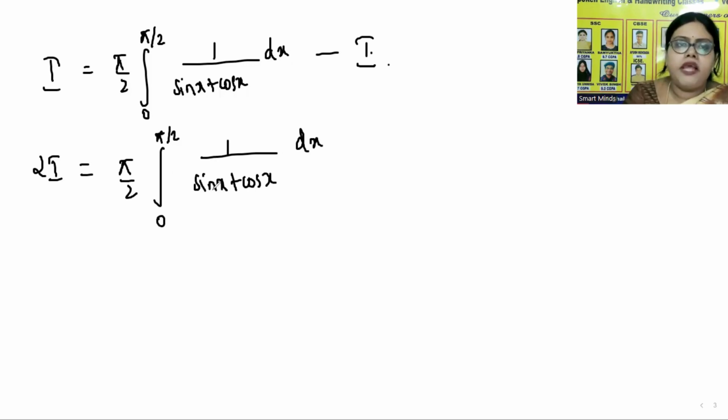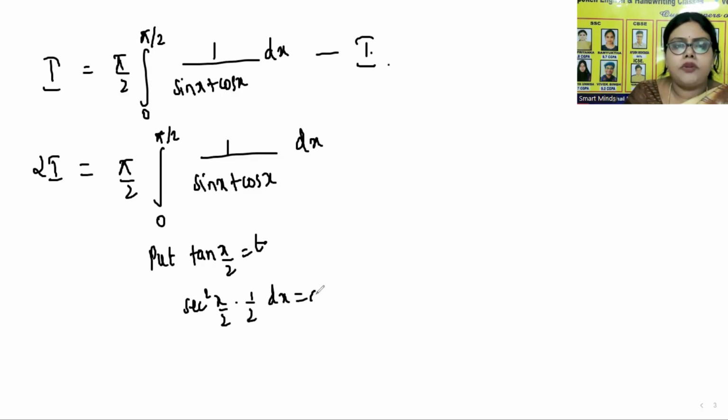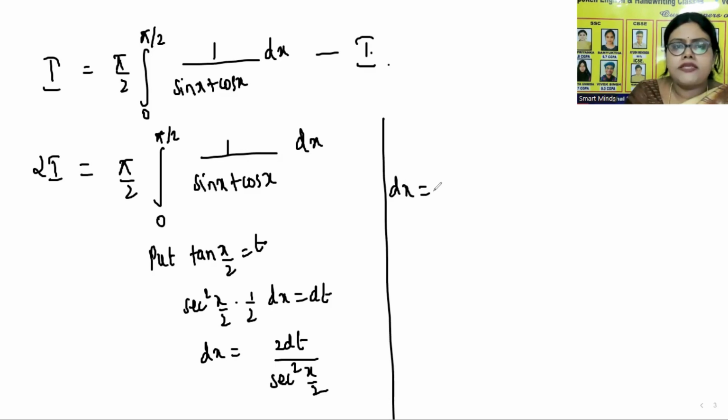Now I told you whenever we have sin x and cos x in the denominator, we can take a substitution. What substitution is that? Put tan x by 2 is equal to t. So if you differentiate this, you will get secant square x by 2 into 1 by 2 dx is equal to dt. So dx is equal to 2 dt by secant square x by 2. Now this you can write as dx is equal to 2 dt by secant square theta. We can write 1 plus tan square theta, 1 plus tan square x by 2. Now this is 2 dt by 1 plus t square.